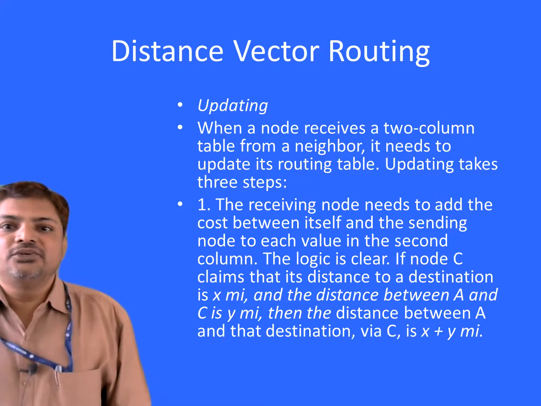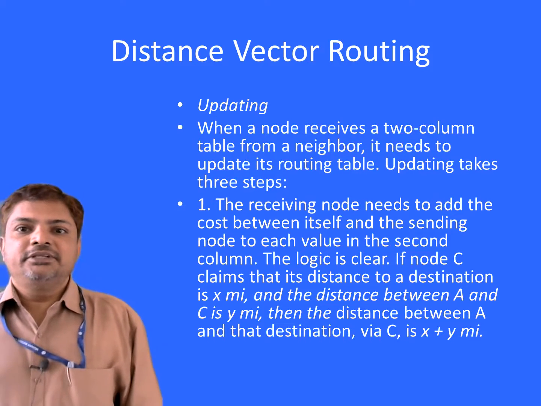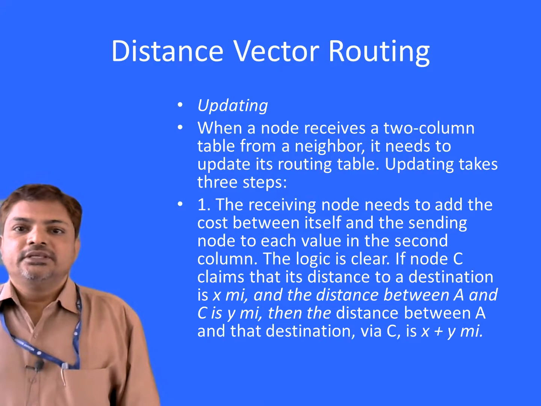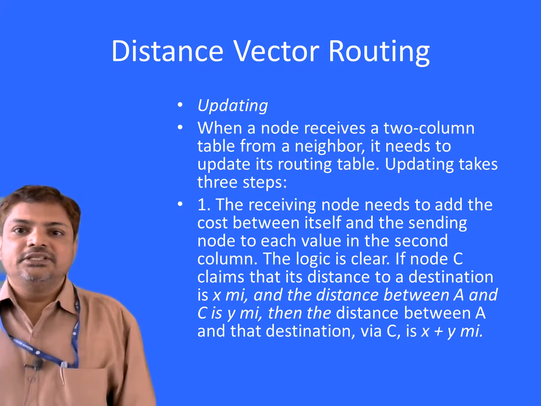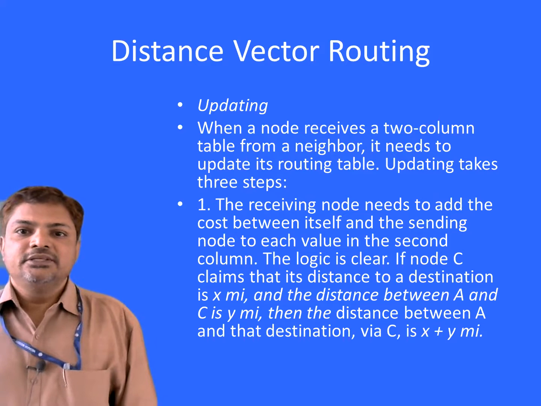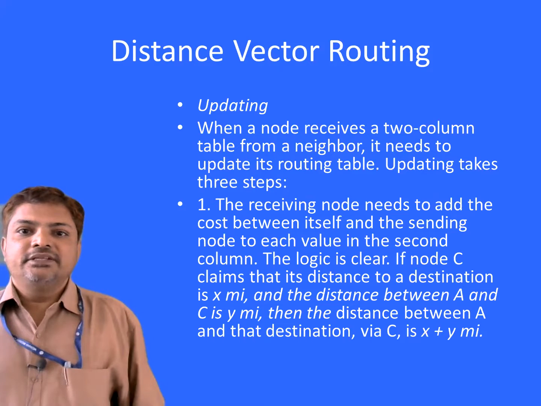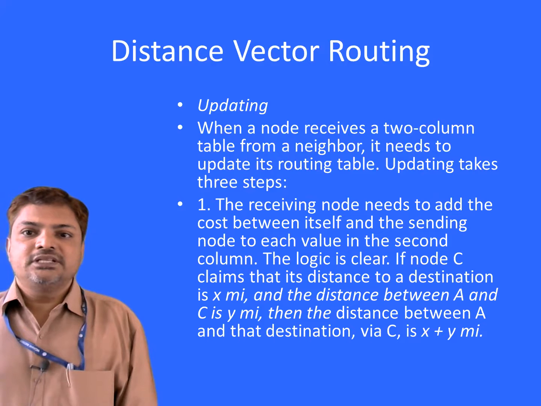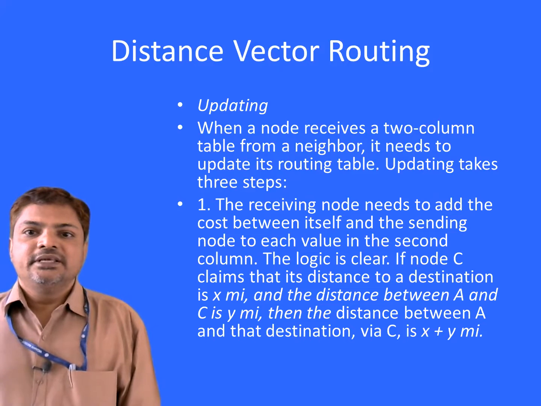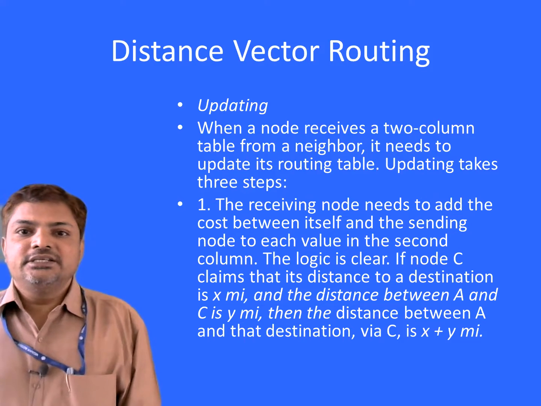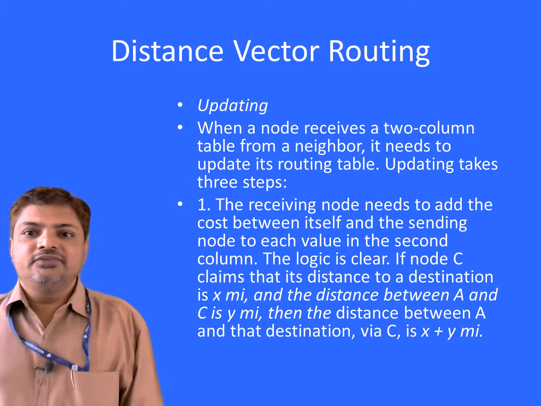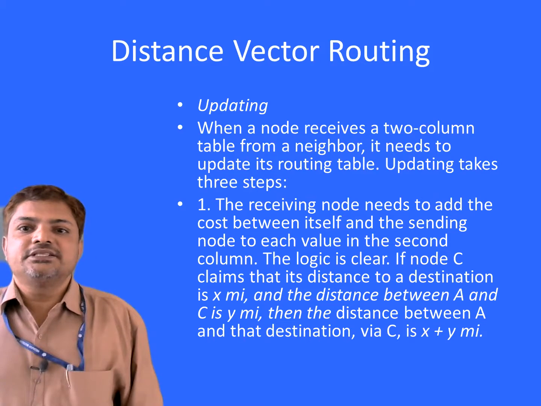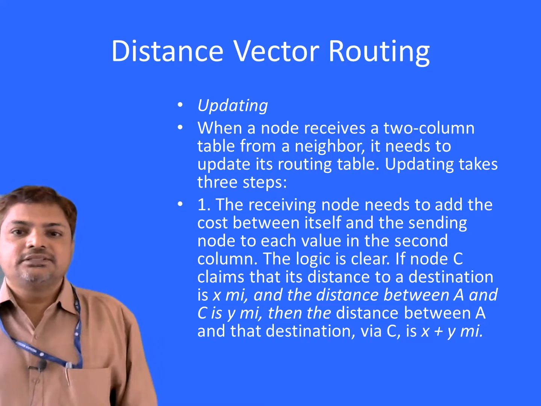Updating. When a node receives a two-column table from a neighbor, it needs to update its routing table. Updating takes 3 steps. First, the receiving node needs to add the cost between itself and the sending node to each value in the second column. The logic is clear. If node C claims that its distance to a destination is x miles and the distance between A and C is y miles, then the distance between A and the destination via C is x plus y miles.